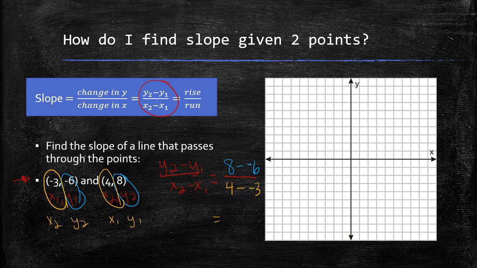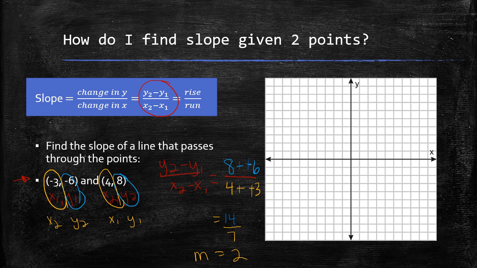So back to this. When we do the top, I'm going to simplify. When I have 2 negatives like that, 2 negatives we know make a positive. So 8 plus 6 is 14. And then same here, I've got 2 negatives, that's going to make a positive, and 4 plus 3 is 7. And 14 over 7 gives me 2. So my slope, we call that m, that slope is 2.